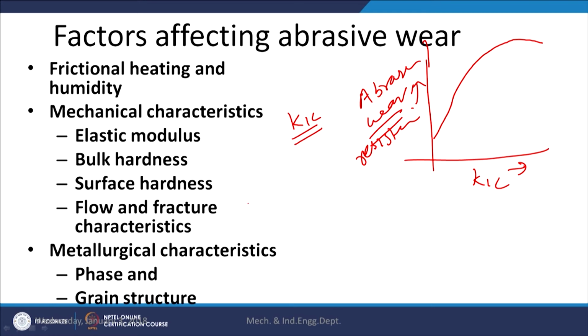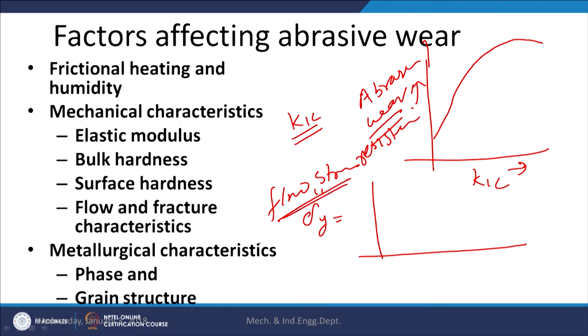Similarly, the flow characteristics of the material are not just the yield strength of the material. If the material is in the annealed condition, then flow stress and yield stress are the same, but if the material has been subjected to some kind of deformation, either during service or through work hardening, then we need to consider the flow stress, because flow stress decides the sidewise flow of the material under the influence of the abrasion or the abrasives.